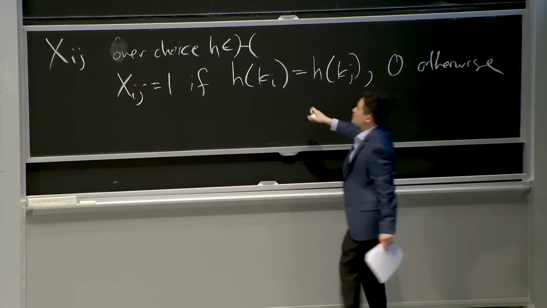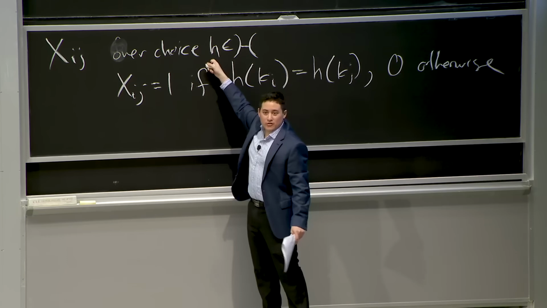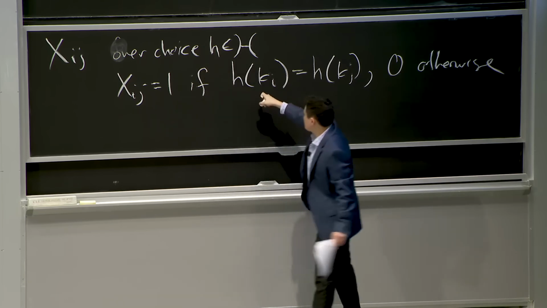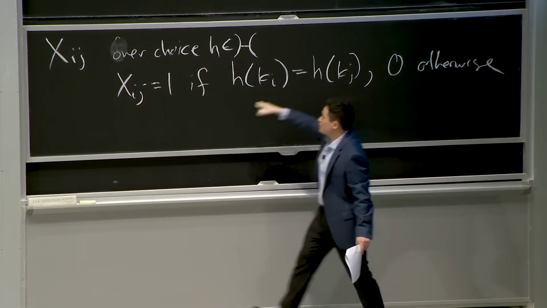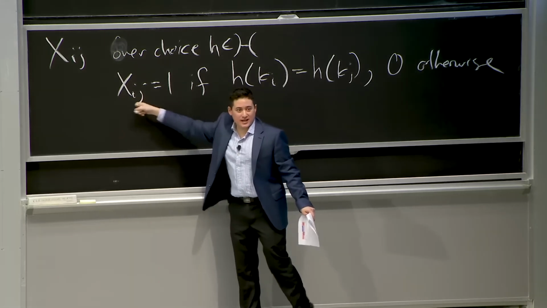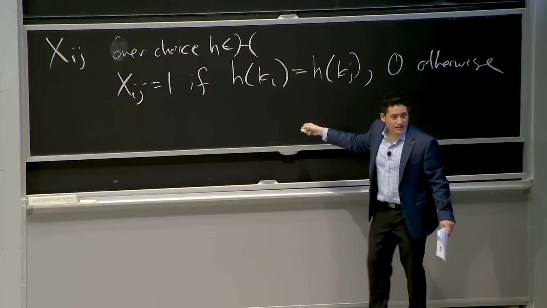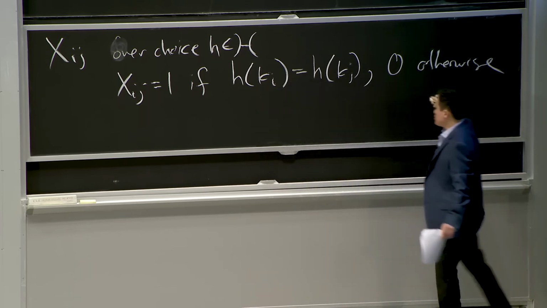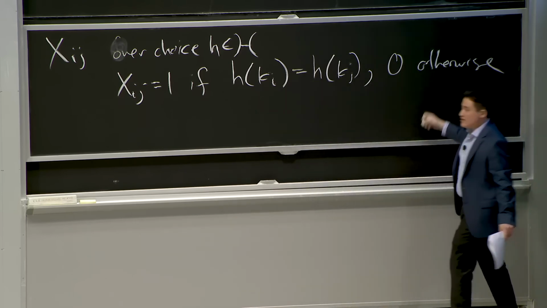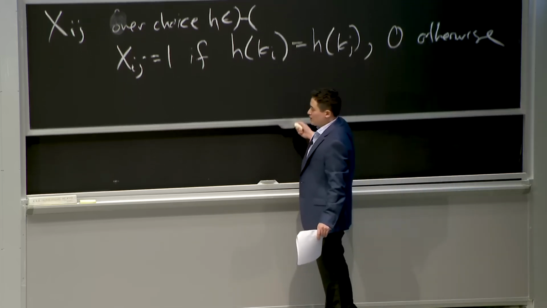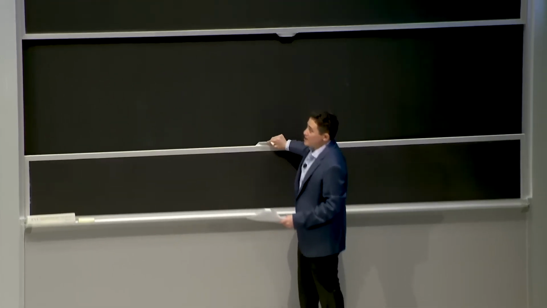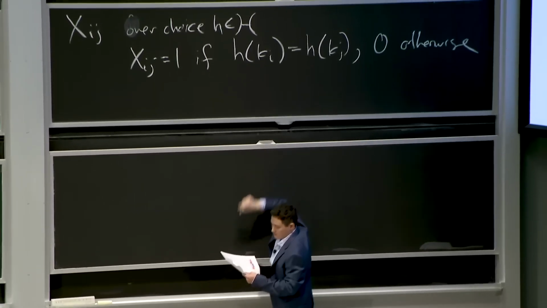Okay? So I'm choosing randomly over this hash family. For two keys i and j, key i and key j, if these things collide, that's going to be 1. If they don't, then it's 0. Then how can we write a formula for the length of a chain in this model?